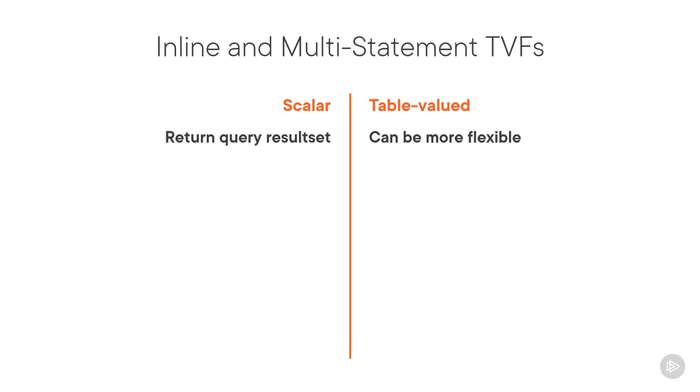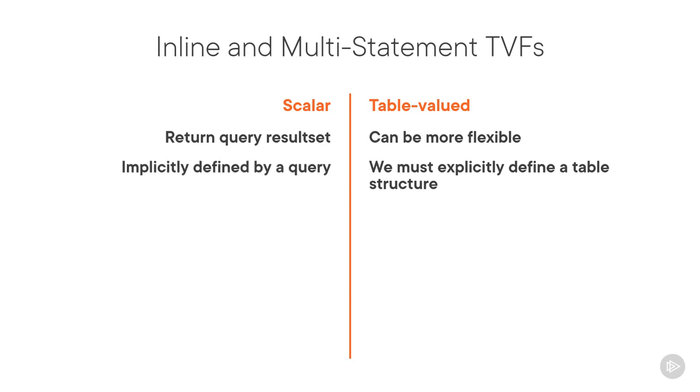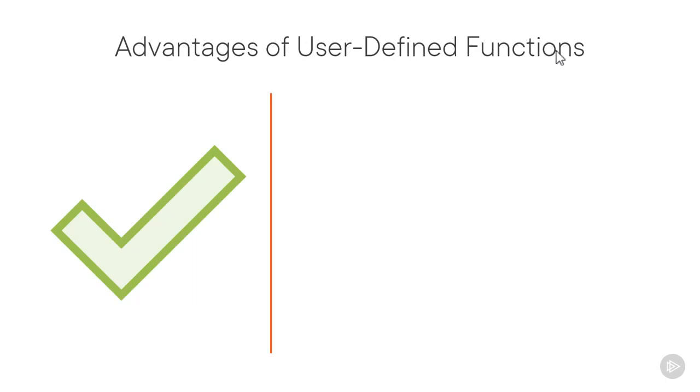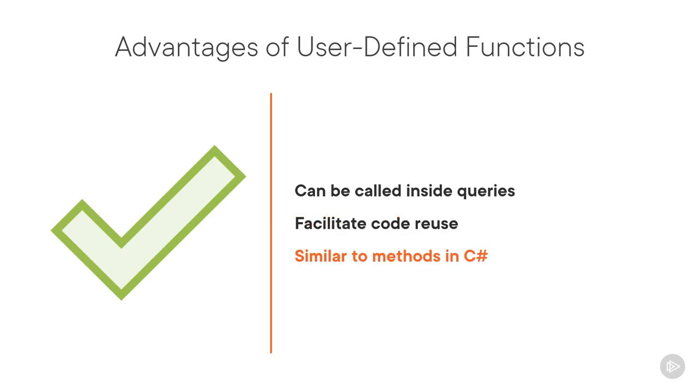The key differences between an inline and a multi-statement table-valued function are that with multi-statement table-valued functions, we explicitly define the table structure that we want to return, whereas an inline table-valued function is defined implicitly by the select statement that it consists of. And then the fact that a multi-statement table-valued function can consist of one or more SQL statements, whereas an inline table-valued function always consists of a single statement. A huge advantage of user-defined functions is that they can be called inside queries. This makes them excellent tools for keeping our queries clean and reusing code, since they enable us to hide complex operations and allow these to be used throughout our queries, just like we would with a C# method.